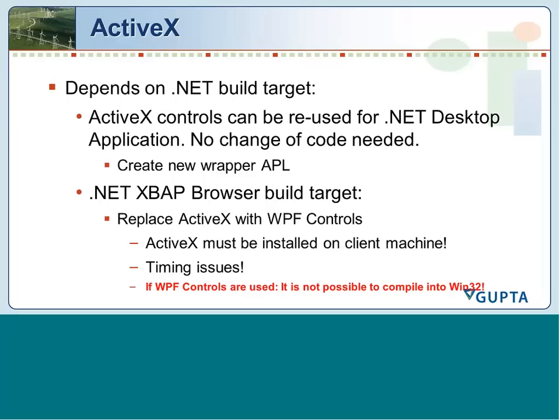And those are the things you have to think about if you want to use XBAP applications and WPF controls. It's not possible to compile them into the Win32 environment. If you're using ActiveX controls, then everything is fine. If you're working with, for example, .NET desktop applications, and for some reason you want to use Win32, you only have to change the compiler setting to Win32 and compile again. But if you're using WPF controls, then you're bound to .NET desktop or WPF browser applications. So it's not possible at this point to go back to Win32.